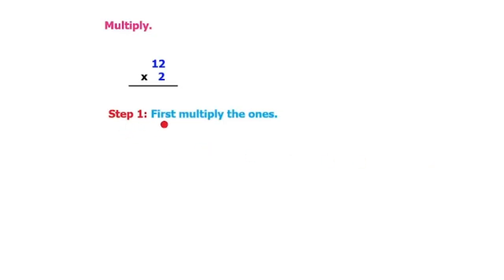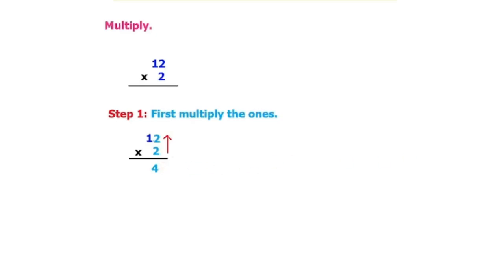The first step is multiply the ones. Okay, so that's how we did it with the models. We broke down each place value and multiplied it individually. So that's what we're going to do first. So we're going to do 2 times 2 first, which is 4.